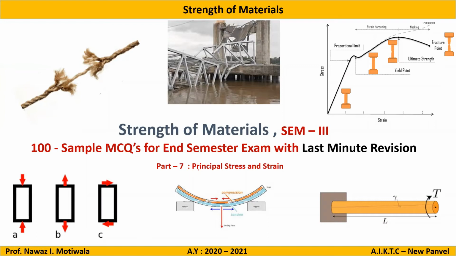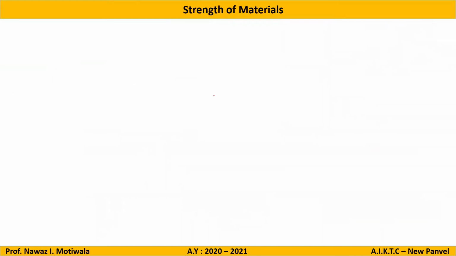Welcome students to the last capsule of this topic, strength of materials, having 100 sample MCQs for the end semester exam with LMR. And capsule 7 is on the topic principal stress and strain. So let us start with LMR for this particular topic, starting with the definition itself.